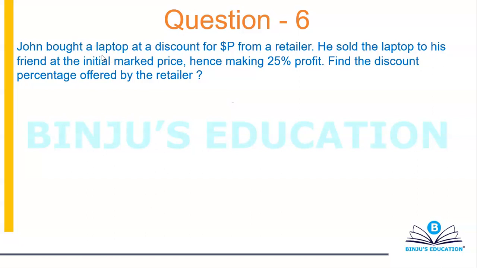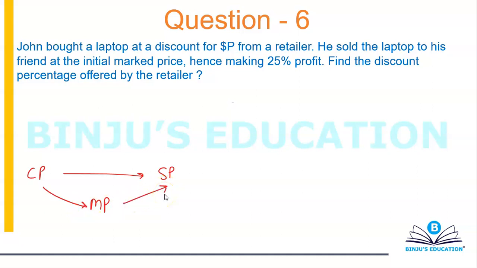John bought a laptop at a discount for $P from retailer. He sold the laptop to his friend at the initial mark price, hence making 25% profit. Find the discount percent offered by the retailer. Alright, looks a bit confusing to me anyways. First is cost price, selling price, and mark price. That's the first thing that I'll be doing.